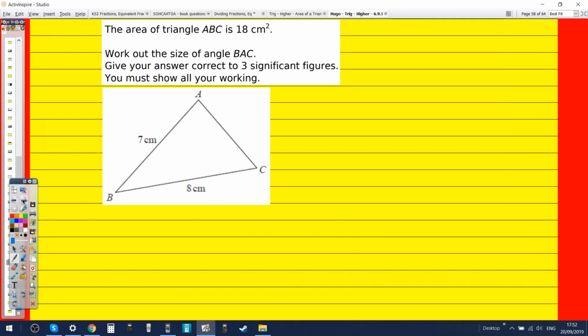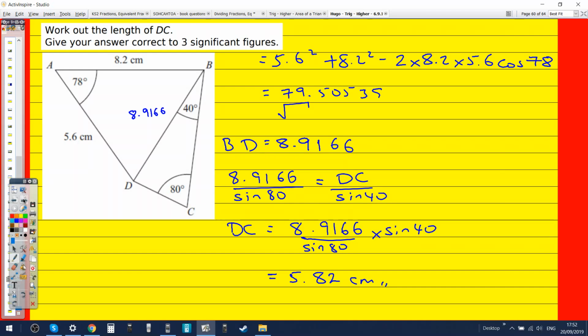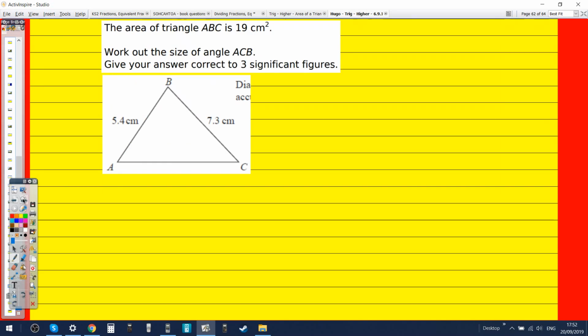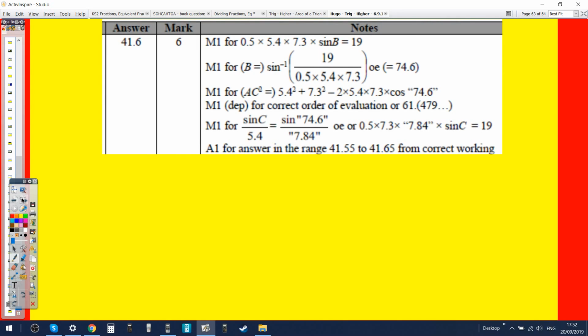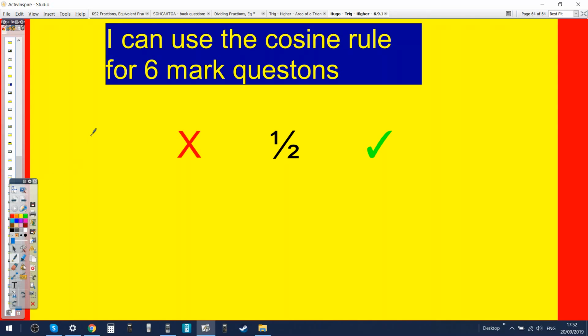We've done mixtures of area and sine rule, and area and cos rule. No question has come up on any exam paper that mixes all three, probably because it would be worth too many marks. They tend to not have 7 mark questions or anything like that.